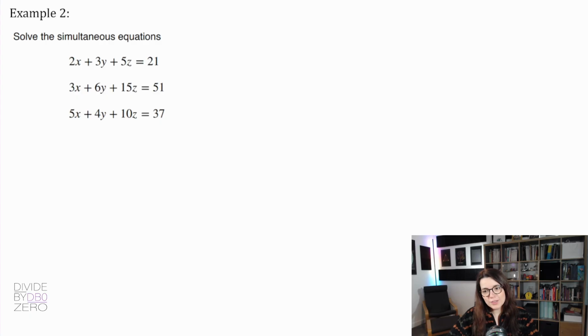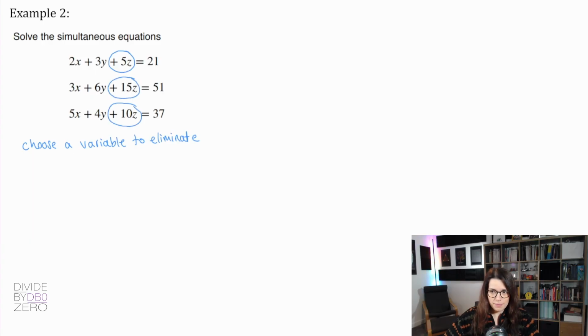Example 2, what to do if all of the x's, y's, and z's have numbers in front of them. If this is the case, we need to choose a variable to eliminate first. Now in this case, I'm actually going to choose the z because I can see we've got a 5z, a 15z, and a 10z. Those are all multiples of 5.